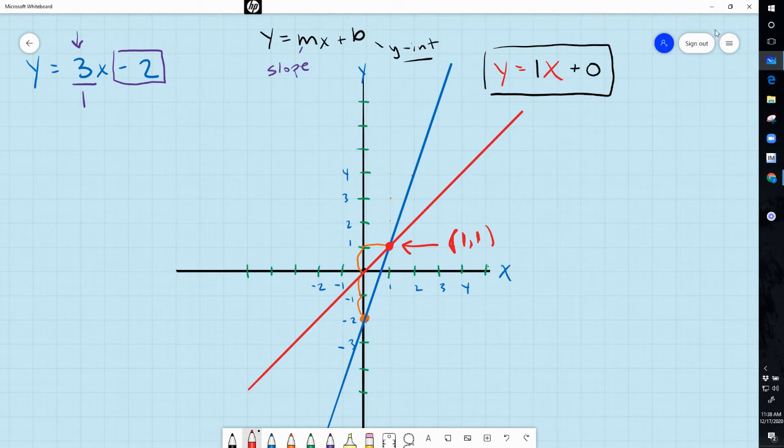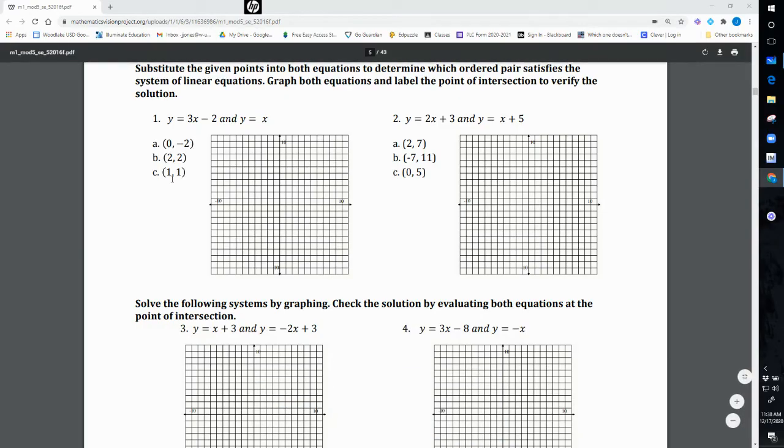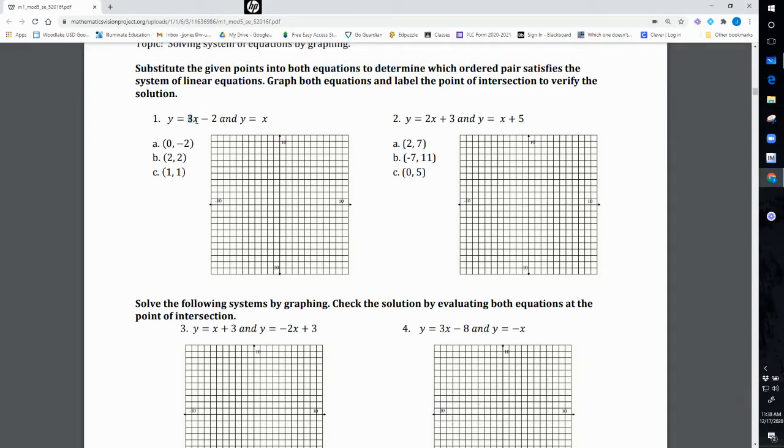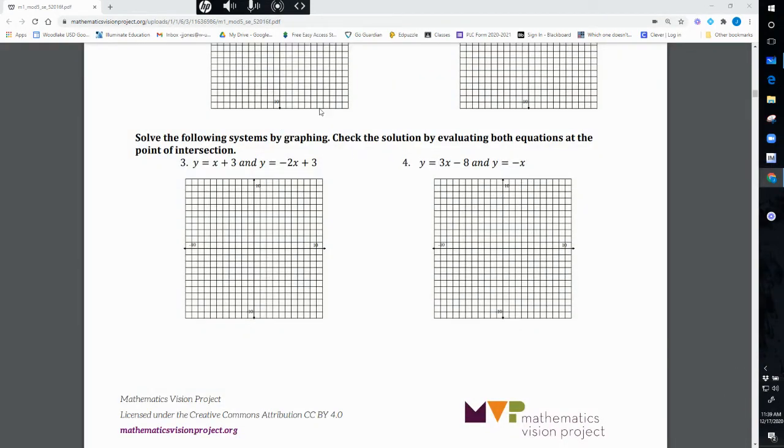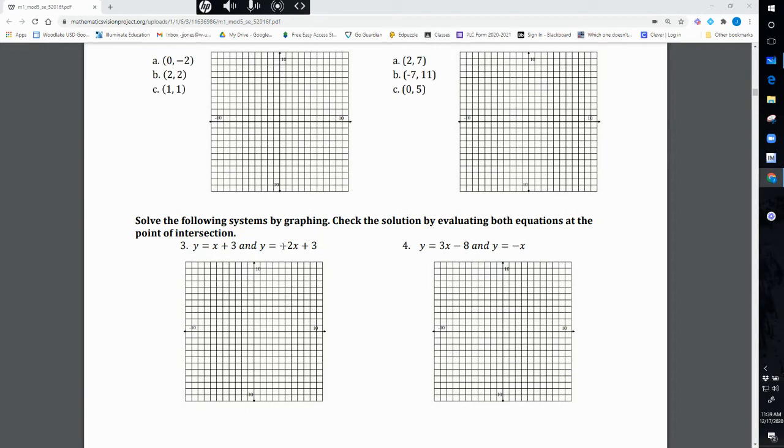So 1, 1 was the answer that we see on the graph. And you can see from answer C here that 1, 1 was one of the possibilities. So hopefully whenever you plug in 1 for x and 1 for y, you're going to get that they actually equal each other, which is what we want to see. So for problems 1 and 2, you have to plug in the points and figure it out and then graph it. For problems 3 and 4, you're just graphing it. Okay, you're just graphing it.